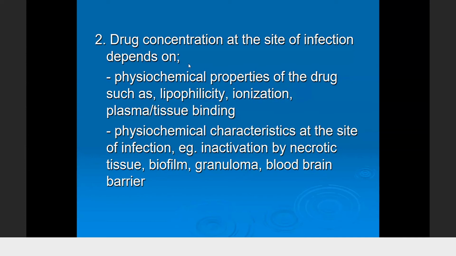Biofilm is usually a layer or a thick layer or community of bacteria adhering on the surface. It's not only a single bacterium, it's a community of bacteria. That means there's a layer of bacteria on the surface, that is a biofilm. Then granuloma is a process where the inflammatory cells or immune cells surround the infectious agent. Sometimes that can limit the penetration of the antibiotics to the organism. And then the blood-brain barrier, this one I've discussed before.